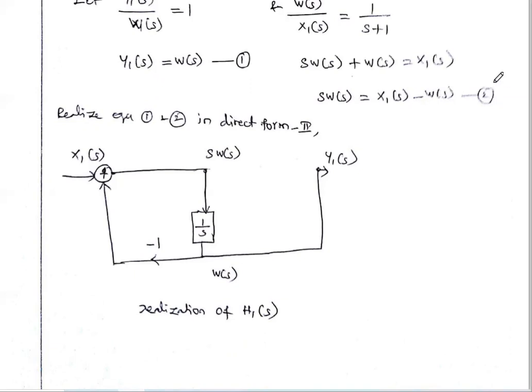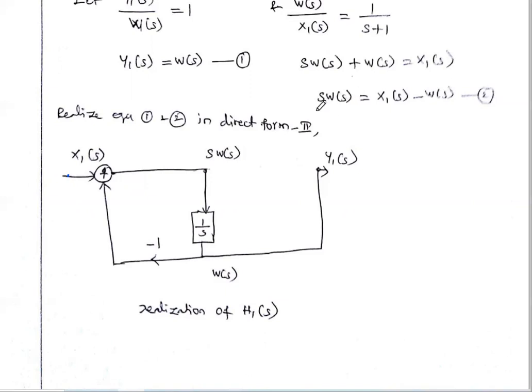So we have to realize equation number 1 and equation number 2 as a diagram. This is the input side equation, and this is the output side equation. In order to draw direct form 2, as I already told, we have to make 3 points. This point is X of s, this point in the center is the intermediate variable, and this point is the output Y. First we have to obtain this equation.